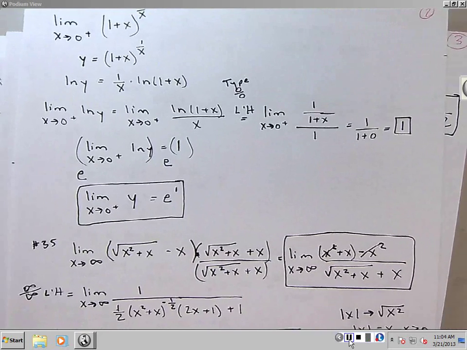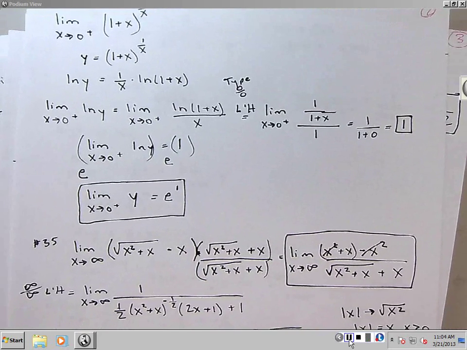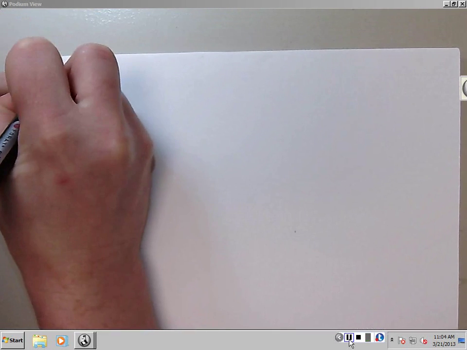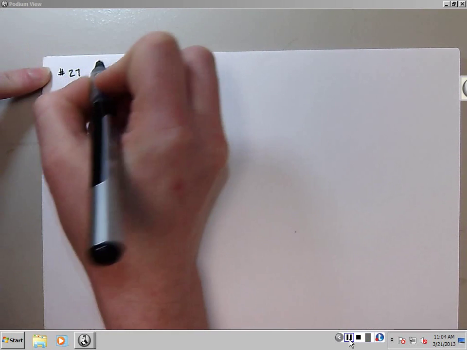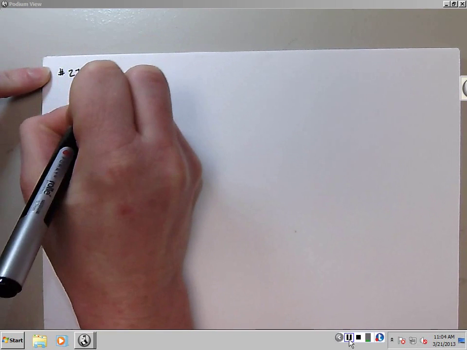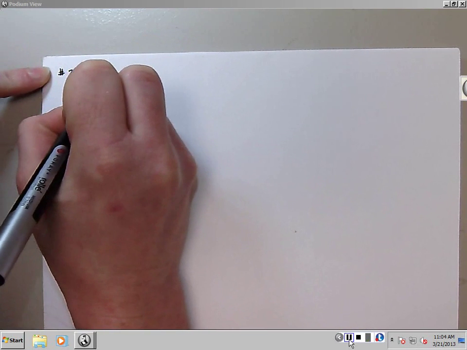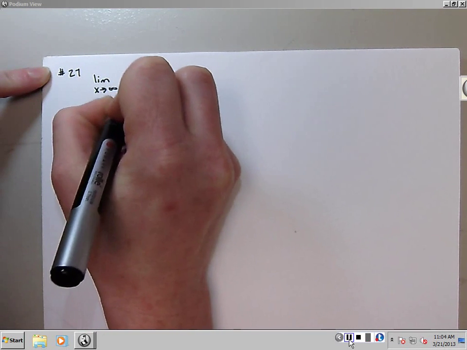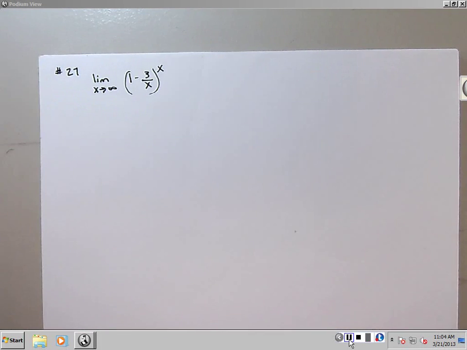Question? There's one on the written homework, number 27. It's 1 minus 3 over x, to the x. Okay, what number is this? 27. The limit as what? As x goes to infinity of 1 minus 3 over x to the x. So I'm going to give you your quiz right now. This one's on your quiz.